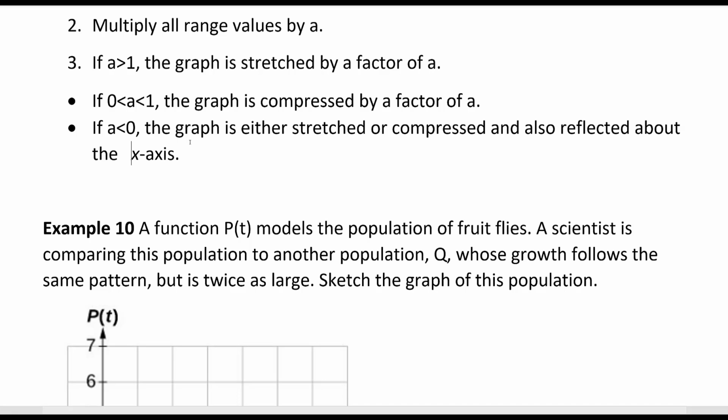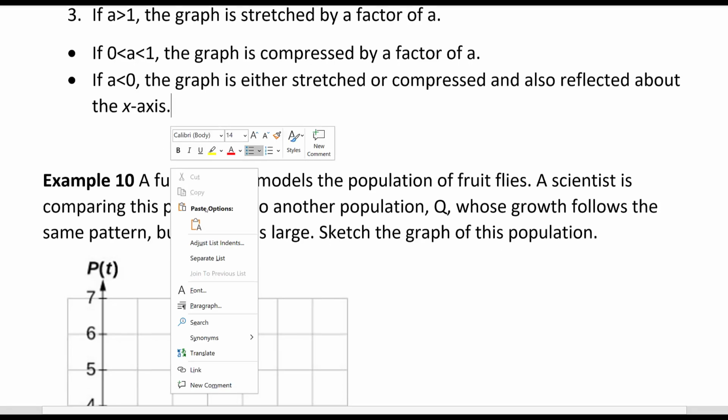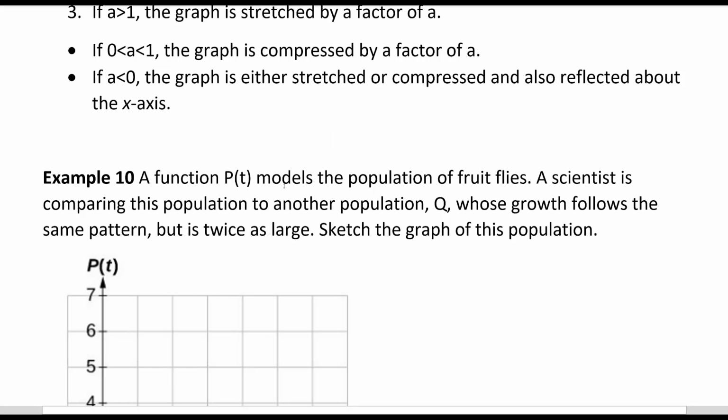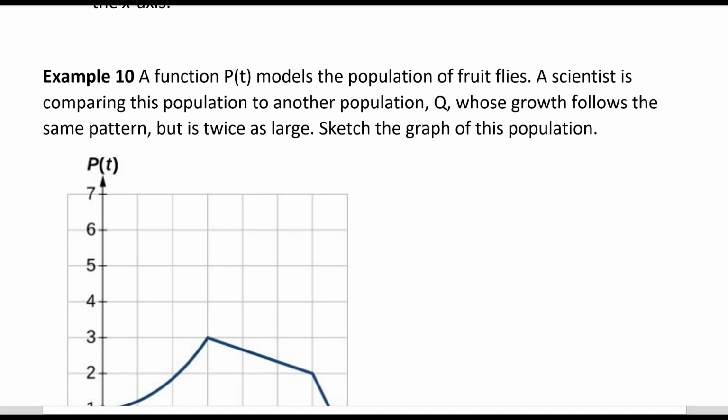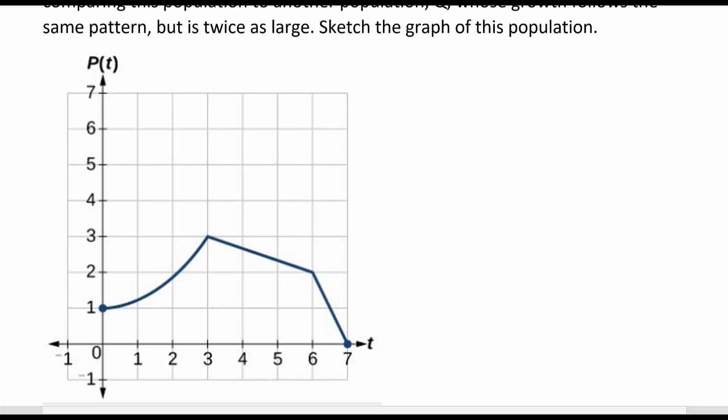Okay, so we're going to do example 10 here. The function p of t models the population of fruit flies. A scientist is comparing this population to another population, q, whose growth follows the same pattern but is twice as large. Sketch the graph of this population. So we're looking at a stretch here, so everything's going to be twice as much.